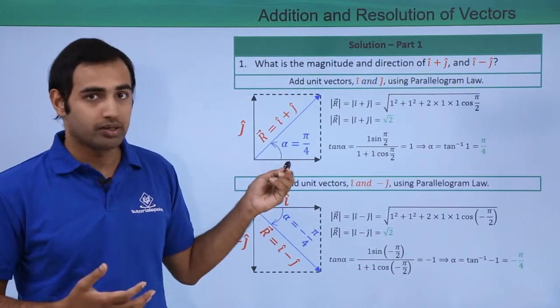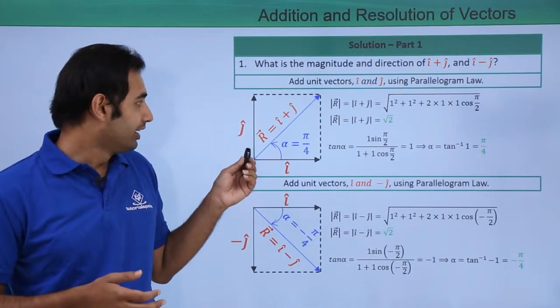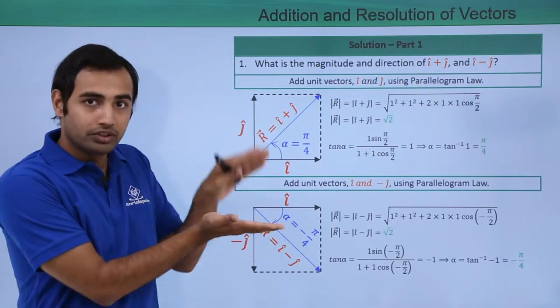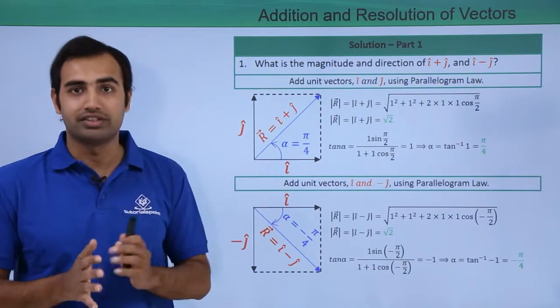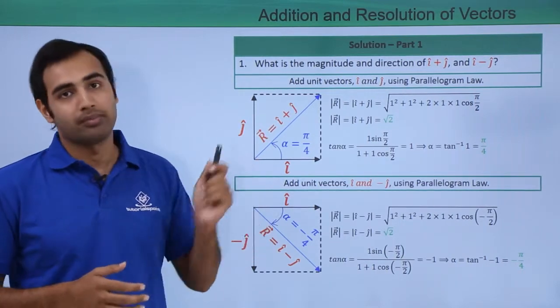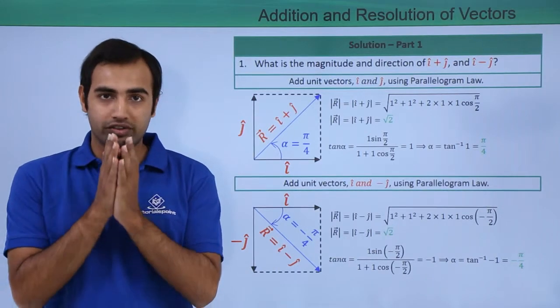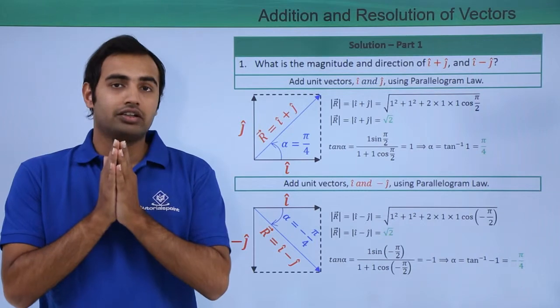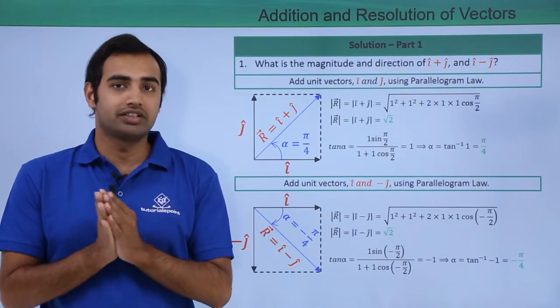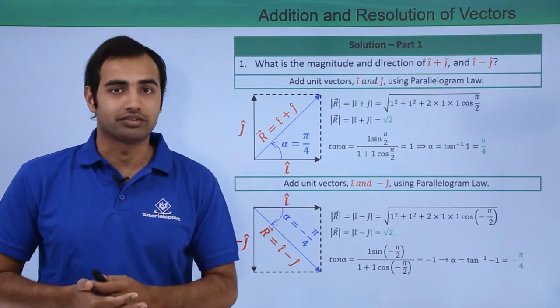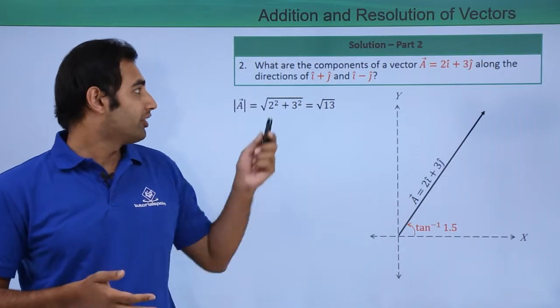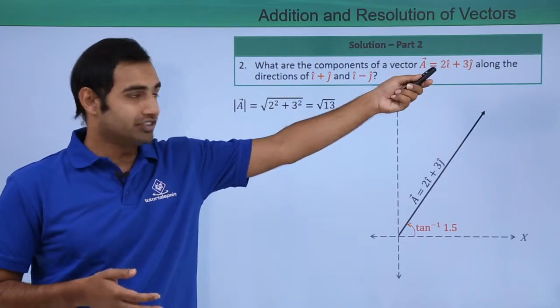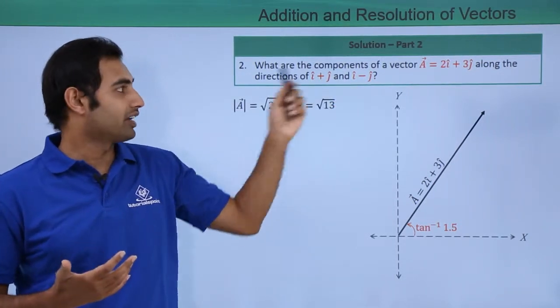Over here, alpha was plus pi by 4. So I can clearly say that these two vectors, if I put them together, will be perpendicular to each other because the angle between them will be pi by 2. Now, once you have understood this completely, we can go forward and calculate the components of vector 2i plus 3j along these two new directions. So over here, we have 2i plus 3j, which has to be resolved along i plus j and i minus j.